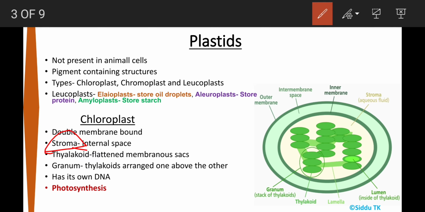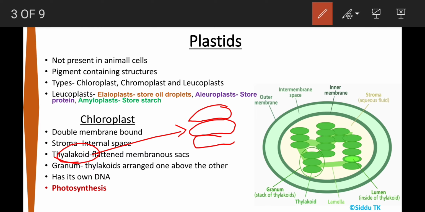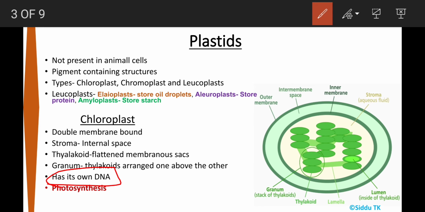Chloroplast is a double membrane bound structure. The space covered by the inner membrane is called stroma. Inside the chloroplast, you can see flattened membranous bag-like structures. These are called thylakoids. Many thylakoids are arranged one above the other like a pile of coins. And this special arrangement is called granum. Granum is the singular word. Grana is the plural word.